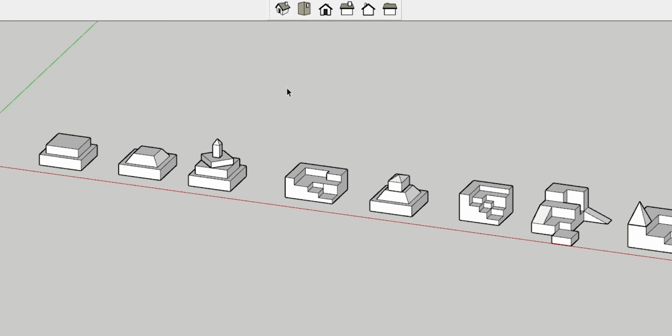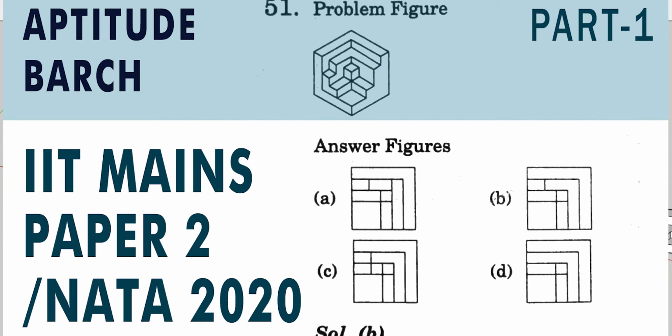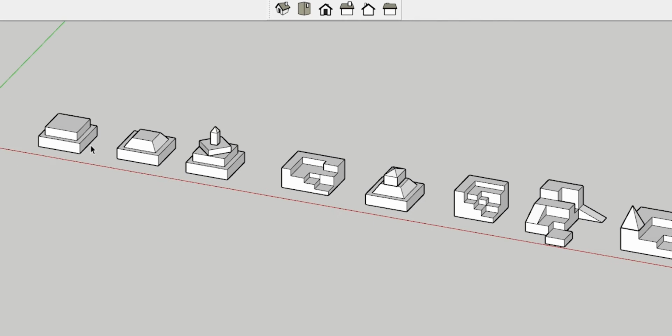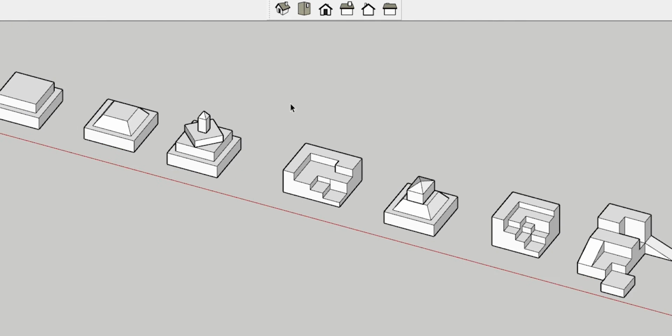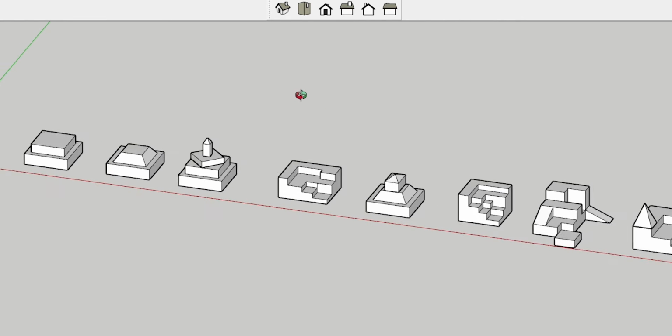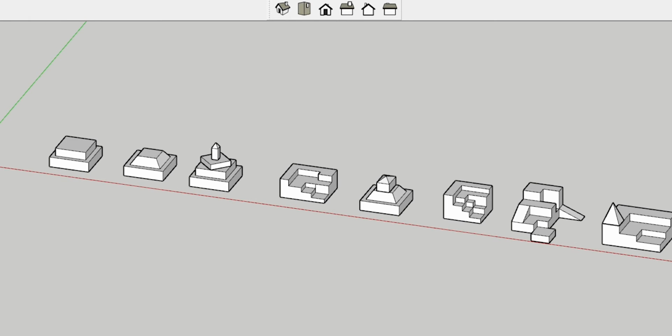If you want to know about the types of views, you can watch part 1 where I explained what types of views you will be working on. So this is a complex object. Some of these questions were asked in IIT Mains paper 2 before, and even NATA also. These are very important questions and techniques that I will be telling you for your examination preparation. So watch this video till the end.